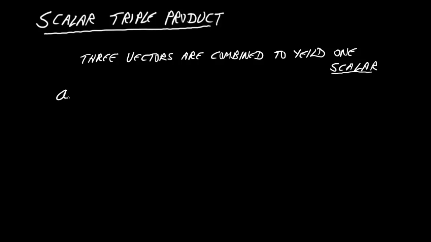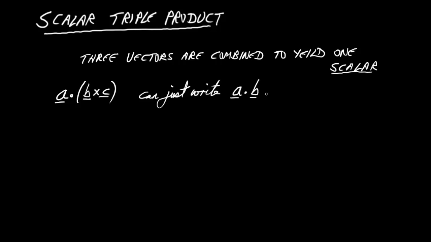Suppose we have A, we dot it with B, which itself is crossed with C. That is the scalar triple product, that combination. Now here I've put brackets to emphasize to do the cross product first. But we can just write A dot B cross C without the brackets. Why? Because we have to do it in the correct order. If we try to do A dot B first and then cross that with C, it's nonsense because that will be a scalar cross-producted with a vector. Doesn't make sense.